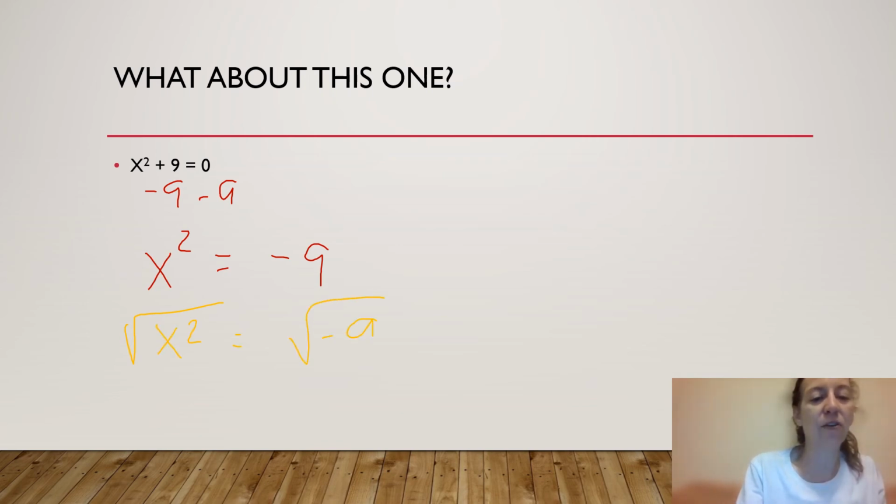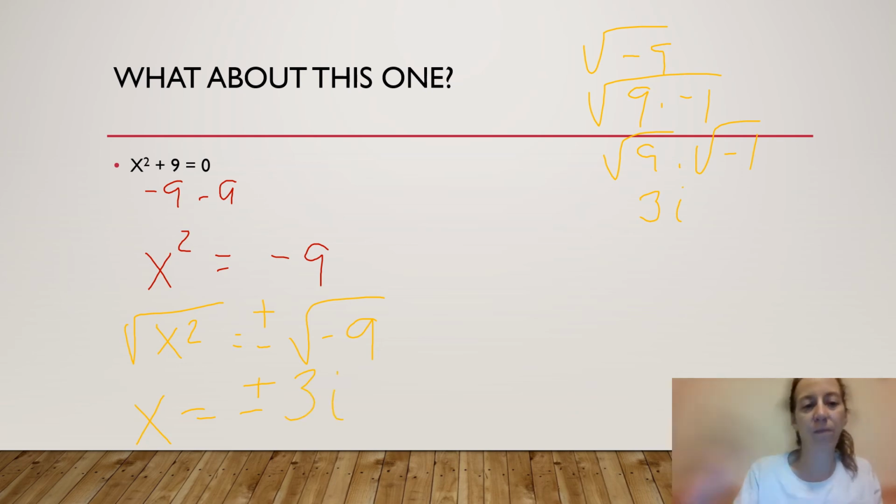Now here's the catch, and that's why we started with the other one. You do need to remember the plus or minus, just like you would have to as if it was a positive. The square root of x squared is just x. And then we have the square root of -9, which we've looked at before. That's the square root of 9 times the square root of -1, which is 3i. And so your answer is plus or minus 3i.